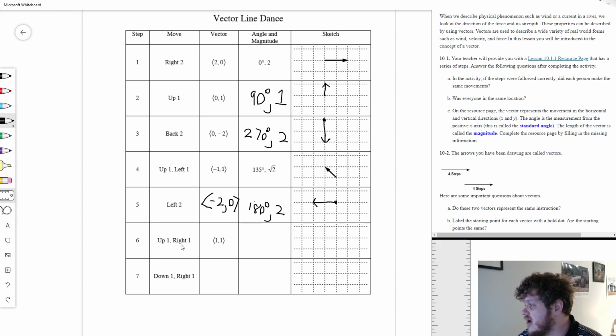Now we're going to go up 1, right 1. So we go up 1, right 1. So we go bam, bam, and we draw it. And so we get 1, 1. Now if we think of the angle, it's a 45, 45, 90 right triangle. So we would have 45. And then the length of the hypotenuse is our magnitude, which in this case would be the same as this one, which is root 2.